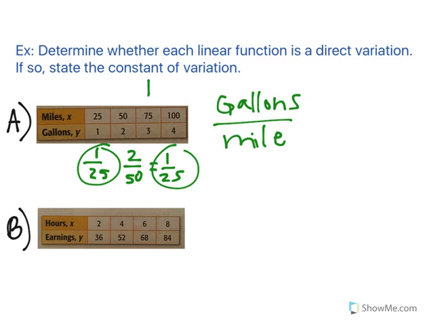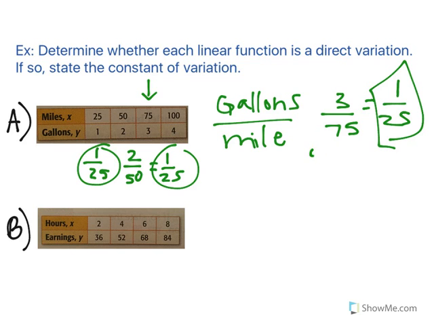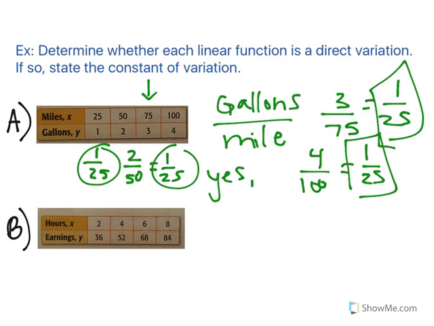My next one here is going to be 3 over 75. We can reduce that down, dividing each by 3 to get 1 over 25. So far so good. And we've got one more to do: 4 over 100. Divide those both by 4 to get 1 over 25. So we can say yes, it is a direct variation, and that constant of variation is 1 over 25. So you could say yes, comma, 1 over 25. That's my final answer there.